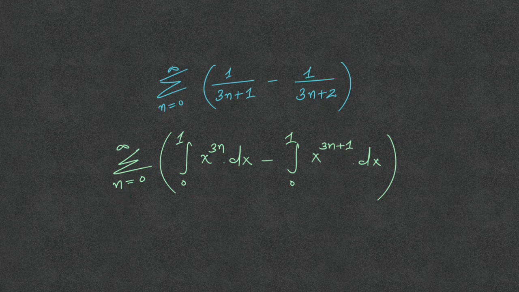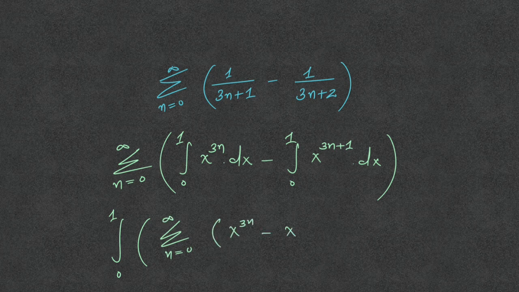Now the summation will act inside the bracket and we will take the integral common. So this becomes integral 0 to 1 of summation n starts from 0 to infinity of x to the power 3n minus x to the power 3n plus 1 with respect to dx.